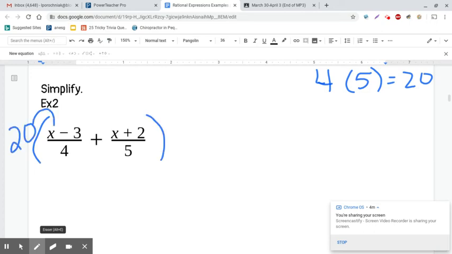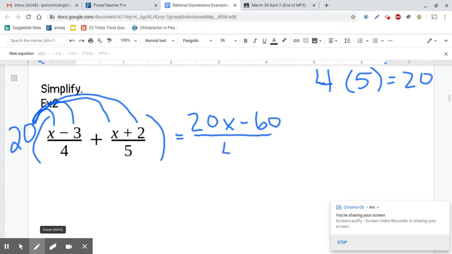So that 20 is going to go to the x, the negative 3, the x, and the 2. So let's just multiply out. 20 times x gives us 20x. Now 20 times a negative 3, do not forget about that negative, is a negative 60. And this whole thing is going to stay over 4. We had a plus sign here, so we're dragging a plus sign. Now we're going to get 20 times x, which is 20x, and 20 times 2, which is 40, so plus 40, and that whole thing is going to be over the 5.